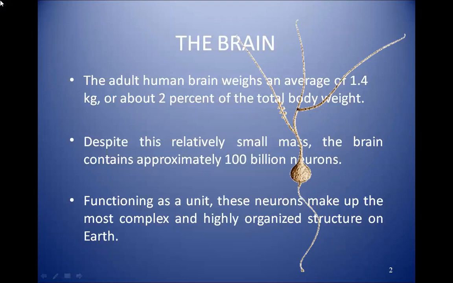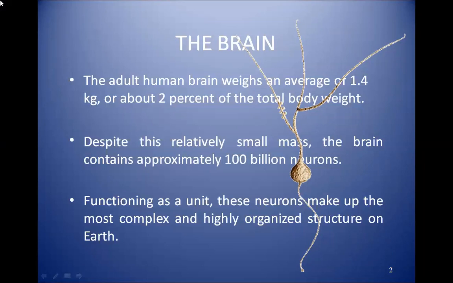हमारा जो ब्रेन है उसमें approximately it will be 100 billion neurons which will be present in our brain, and it will be functioning as a unit. These neurons make up the most complex and highly organized structure on the earth. So it is functioning, ये एक unit के जैसे काम करते हैं.